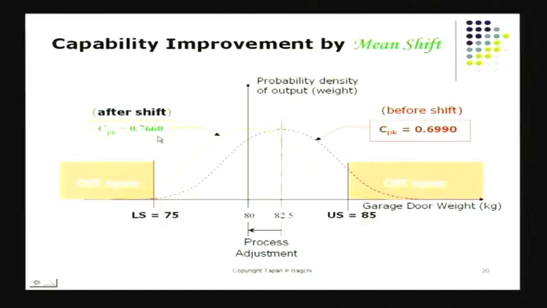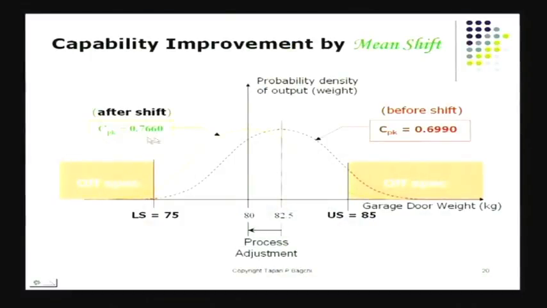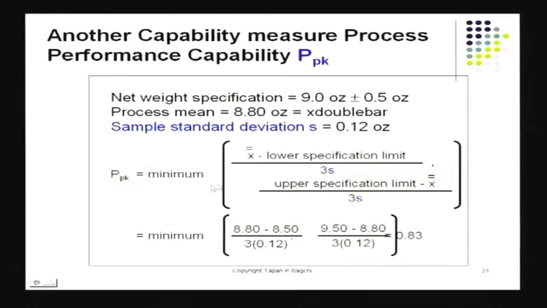x double bar shifted to coincide with your what we call the target value. That Cpk turns out to be 0.766, which is larger than 0.699. Therefore, there has been an improvement in the process. And this improvement we have achieved by shifting the mean of the process. The red curve was shifted to this yellowish curve there. And that's how you end up with improving the process.